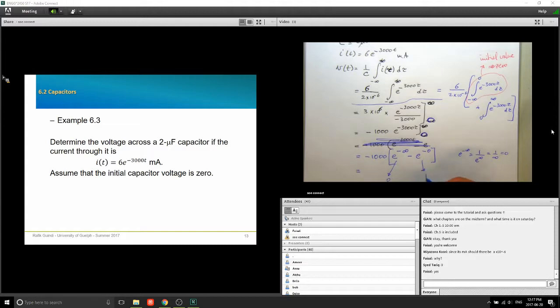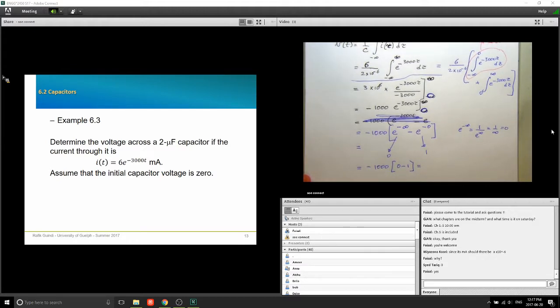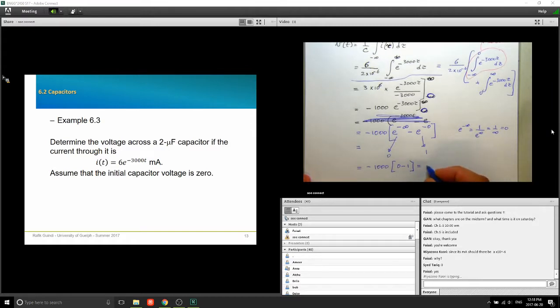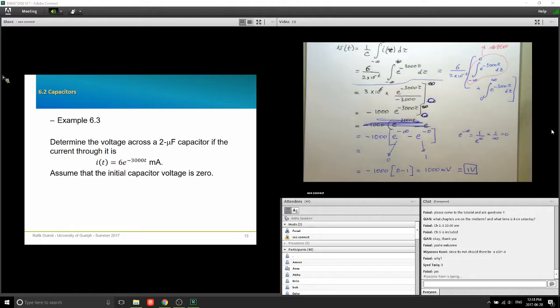What is e to the 0? That's 1. Okay? So you're going to have minus 1,000 times 0 minus 1. Be careful here, I had milliamps. So eventually that's 1,000 millivolts, right? Which is equal to 1 volt. Okay, so what we're trying to do here is to find the voltage. If we have this current, they're not giving us the limit, so that's why it looked a bit confusing. But in general, you will be able to determine what the limits are and that makes it a bit easier.